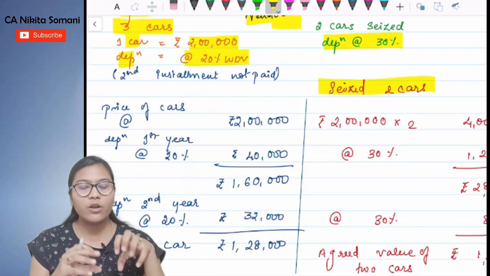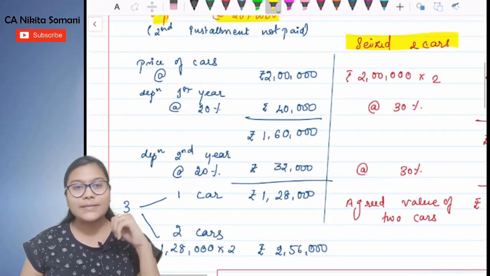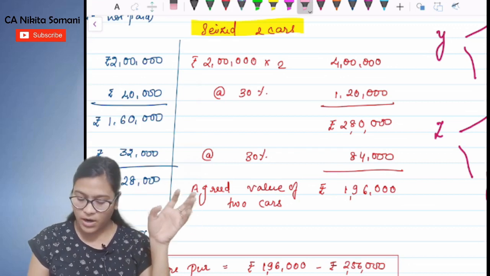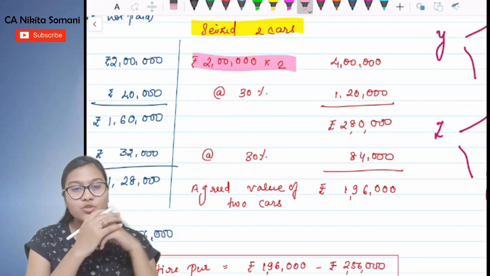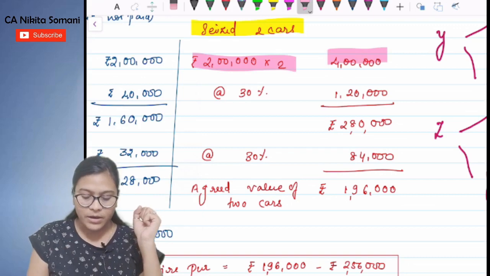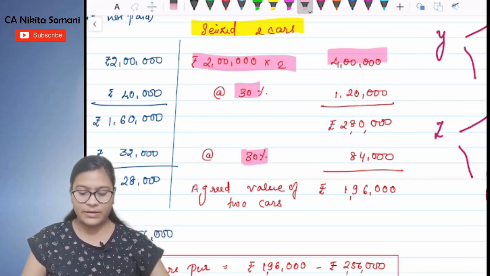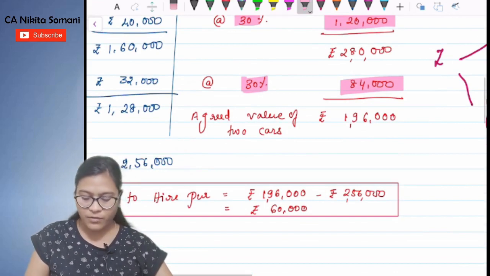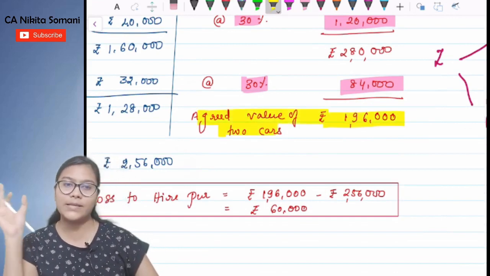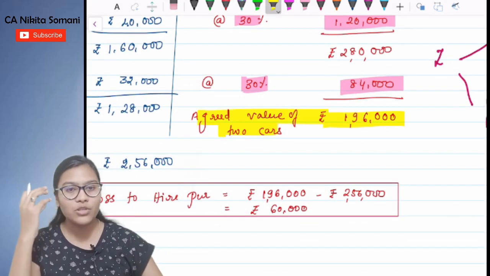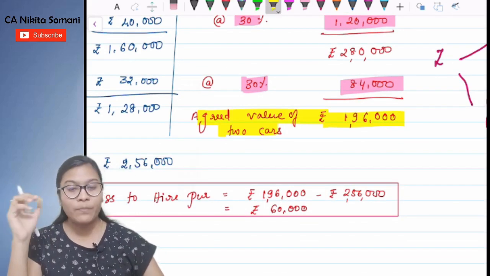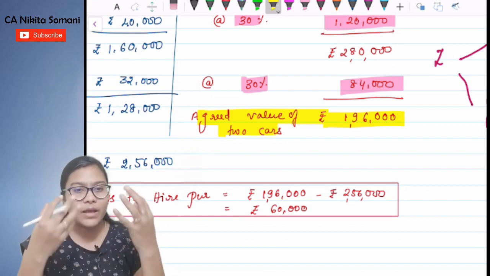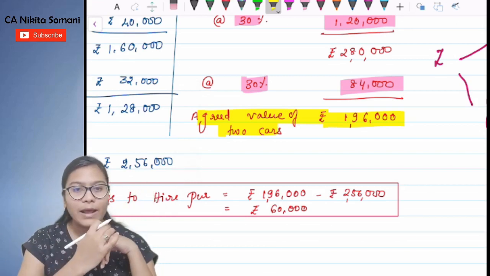Now you have to find out the individual values. Let's see how the calculation would be done. Taken back are 2 cars, so the value of 2 cars is 2 lakhs into 2, that is 4 lakh. Now the depreciation of the first year and second year, and then the agreed value. It comes to 1,96,000. Now the hire vendor says, okay, I'll take back the cars and I'll pay you 1,96,000.